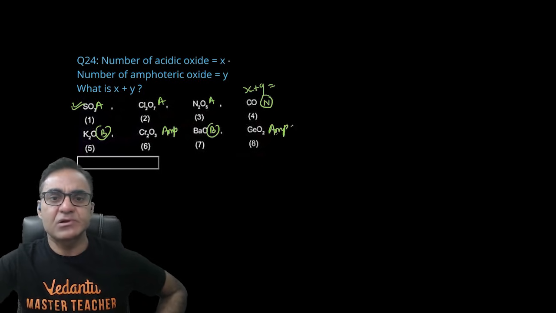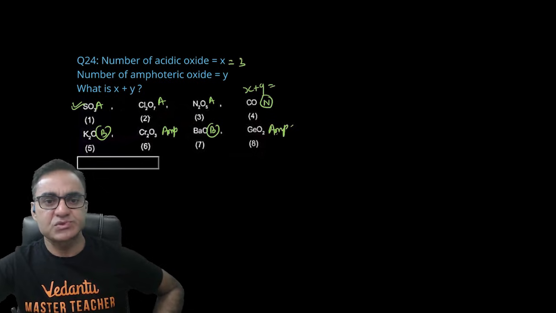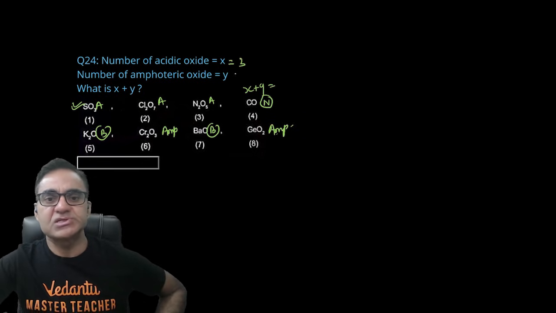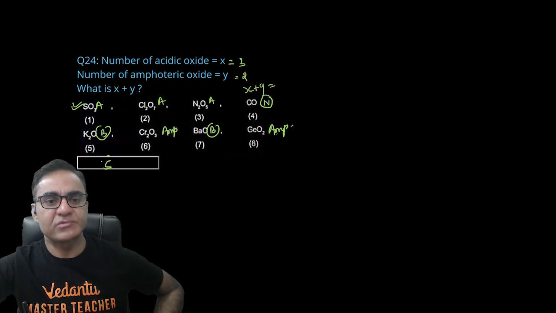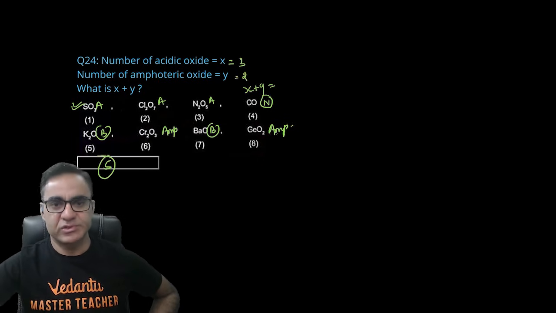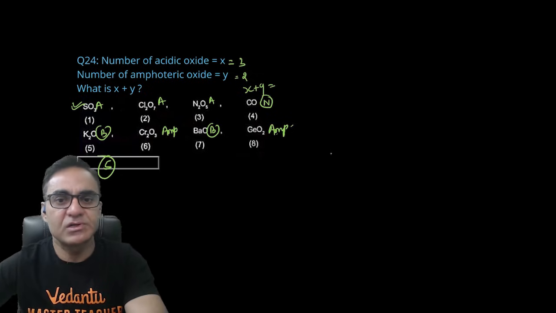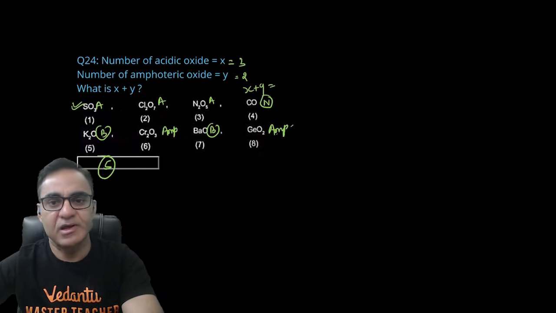So the number of acidic oxides X is going to be 3: SO3, Cl2O7, N2O5, and the amphoteric ones are Cr2O3 and GeO2. So 3 plus 2, 5 is going to be the final answer of this question. So it is better if you make a list of all acidic, basic, neutral and amphoteric oxides. All right.